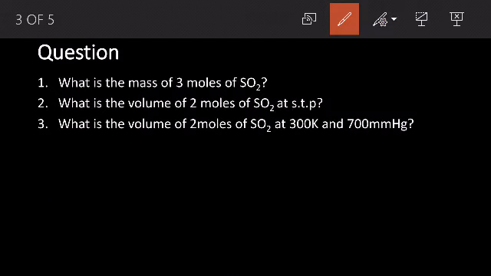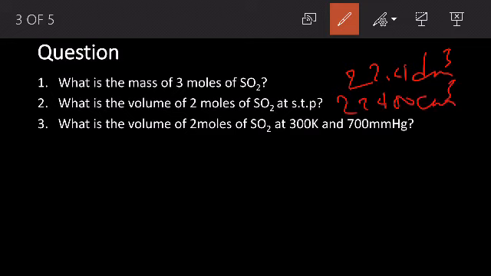Now the second question there says, what is the volume of 2 moles of SO2 at STP? Now the molar volume of a gas at STP is constant, or you can say the volume of 1 mole of any gas is the same, which is 22.4 dm cube. Okay, or you say 22,400 cm cube, converting that.